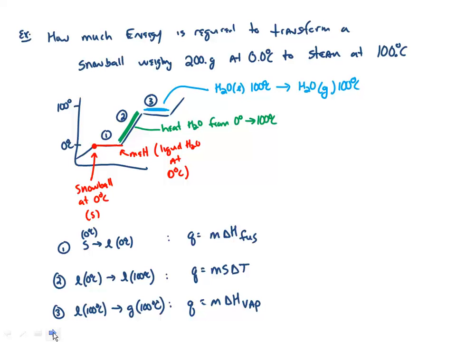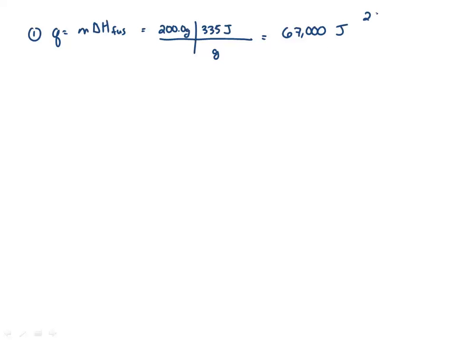Okay, so let's go ahead and do those three equations. So equation one, we're just using Q equals m delta H of fusion. We have 200 grams. And if we remember right, the value was 335 joules per gram. So we plug that into our calculator and get 67,000 joules if we keep two sig figs. Actually, we can keep more for this since there's no change in temperature. I'm just going to stick with two because we know our final answer is only going to have two sig figs probably.